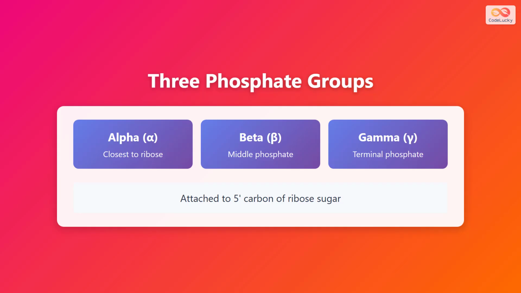The 3 phosphate groups in ATP are designated by Greek letters, alpha, beta, and gamma. The alpha phosphate is positioned closest to the ribose sugar, attached directly to the 5' carbon. The beta phosphate sits in the middle of the chain, connecting alpha and gamma. The gamma phosphate is the terminal, or outermost, phosphate group. These 3 phosphates are connected in a linear chain extending away from the ribose. The bonds between these phosphate groups are critical because they store the chemical energy that makes ATP such an effective energy carrier in cells.